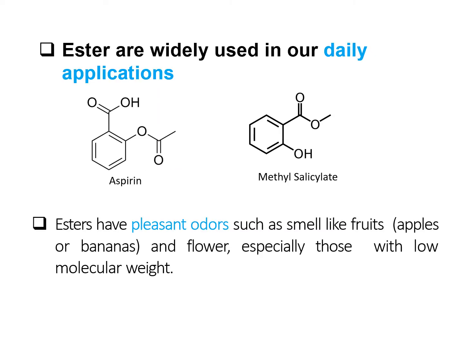Okay, esters are widely used in our daily application. For example, here we have aspirin. From the structure of aspirin, we can look here: we have C double bond O, O. So this is our R, this is our R. So this is the general formula for ester. Aspirin we use if you have pain, like a headache or muscle pain, mostly we take aspirin.